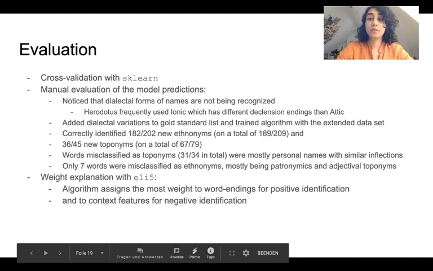Again, coming to the problem with the dialectal forms, this part was very important because Herodotus uses Ionic, which is his native dialect, for a lot of the toponyms, and a lot of the inflections are very different from Attic, which is the standard dialect of ancient Greek at the time. And this is a problem that is very important because a lot of the lexicographic sources have Attic as their standard variety and the rest of the dialects as variations. So we had to adjust our gold standard list to be able to recognize all of the toponyms that are also in non-standard varieties.